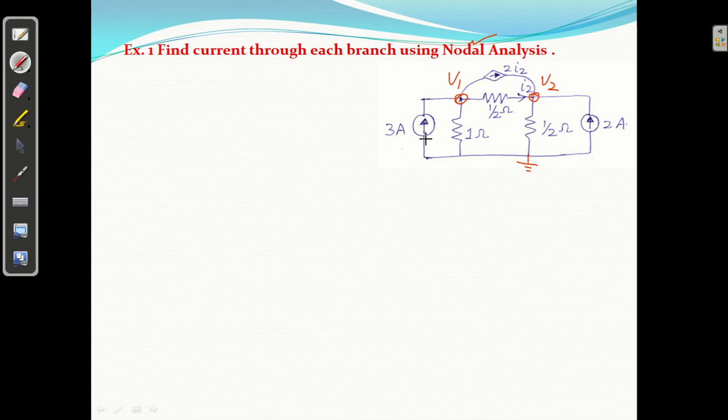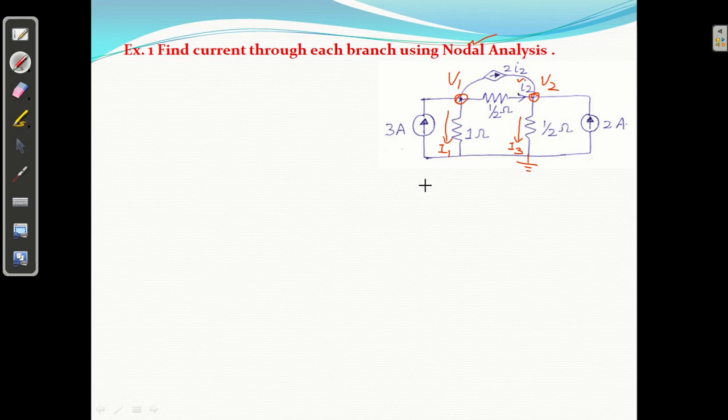The 3 ampere incoming is already given, so no need. Here I am remarking I1. I2 is already given, so no need to remark here. I am remarking here I3. Whatever direction you want, you can take. And here 2 ampere is already given, so no need to remark there.